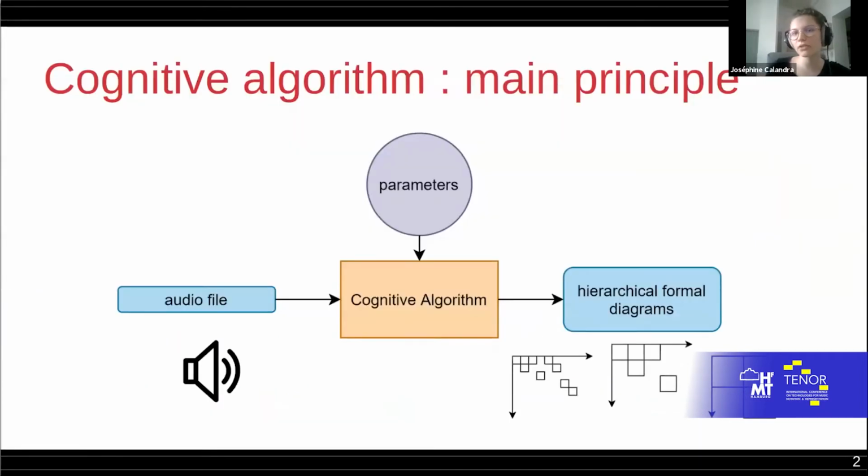So first, we need to know what the cognitive algorithm is. It is a system that takes as input a musical representation and gives as output hierarchical formal diagrams. In the context of my thesis, we focus on the automated analysis of audio files, given a range of parameters that are chosen by the user. The parameters can be, for example, descriptors that determine what similarities we look for, or thresholds that determine to what extent we want to discriminate materials in the piece of music.